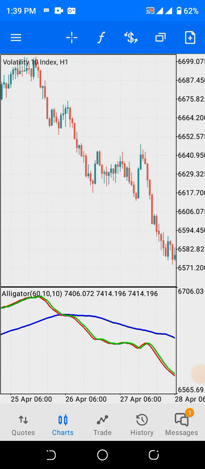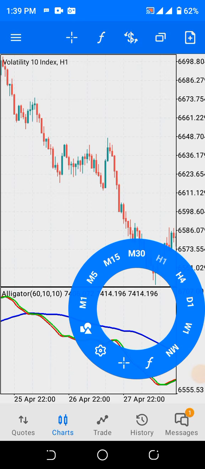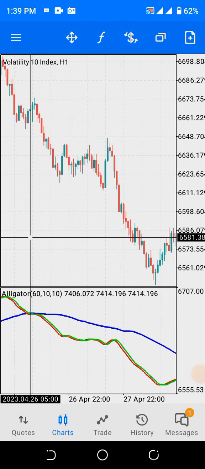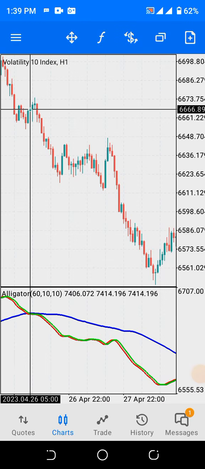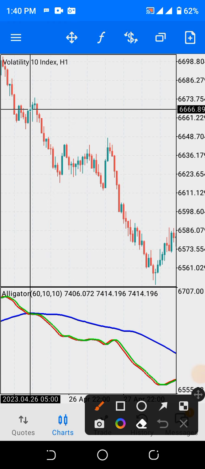Now this is the crossing where the green and red lines of the Alligator indicator cross from up downwards, and this is the point where the crossing occurs. At the point where the crossing occurs, you make your entry. In this case, the crossing is from up downwards. Look at the crossing: the green and the red lines cross the blue line from up downward. This is a clear sell signal. So what I want you to do is make your sell entry at this point, and this is a huge profit for you.